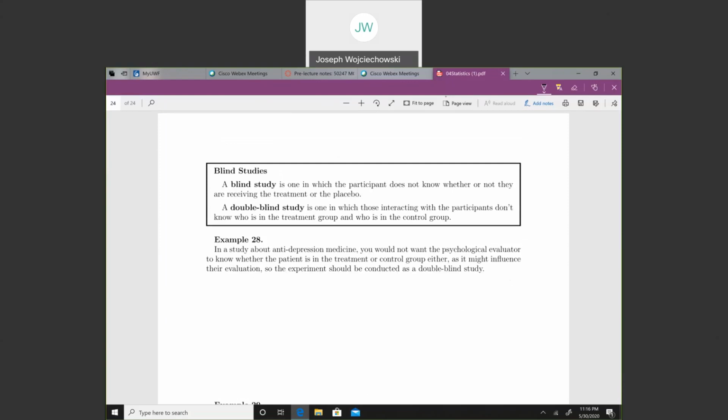Okay, next up, a blind study is one in which the participant does not know whether or not they are receiving the treatment or the placebo. A double-blind study is one in which those interacting with the participants do not know who is in the treatment group and who is in the control group.